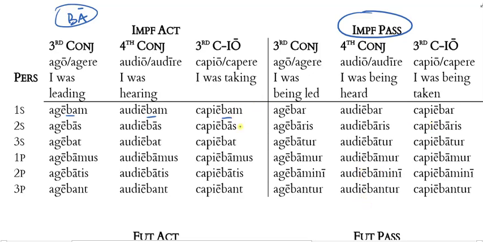Okay, and then capiebam, capiebas, I was taking, you were taking, just changing out M, S, T for R, ris, tur. Okay, so let's read those together real quickly. Capiebar, so I was being taken. Capiebaris, you were being taken. Capiebatur, he, she, it was being taken. Capiebamur, we were being taken. Capiebamini, y'all were being taken. Capiebantur, they were being taken.